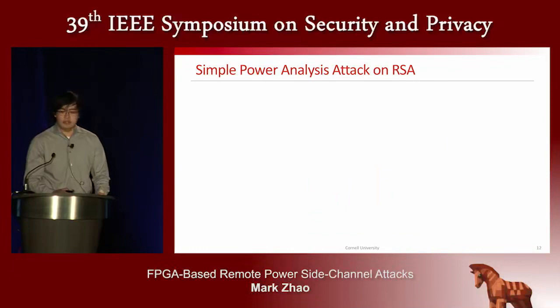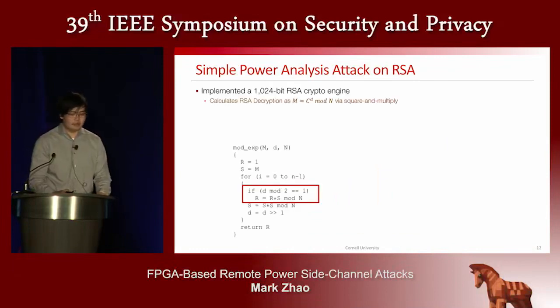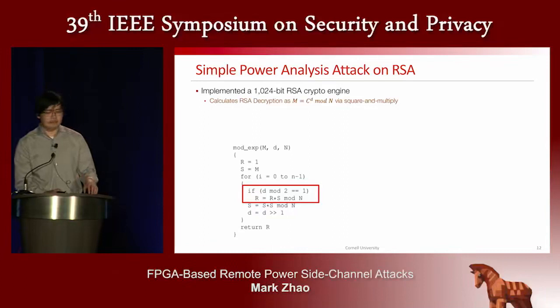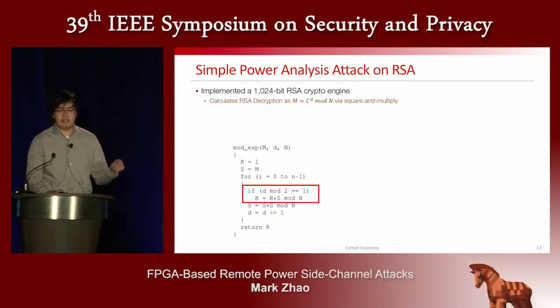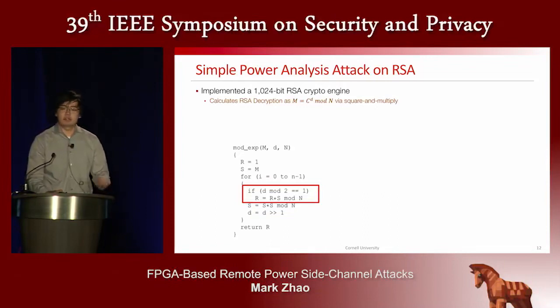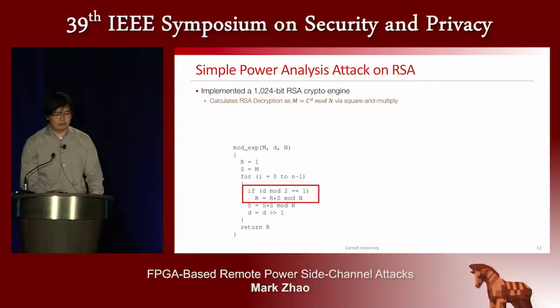To make this more concrete, we demonstrate this by implementing a 1024-bit RSA crypto engine on our FPGA, which uses a square multiply algorithm. Square multiply iterates through all 1024 key bits in a for loop. And the key thing to note is that in the red box, if that conditional is true, then our module has 2 multipliers computing at the same time. If that conditional is false, then only 1 multiplier is running, which means less power is consumed.